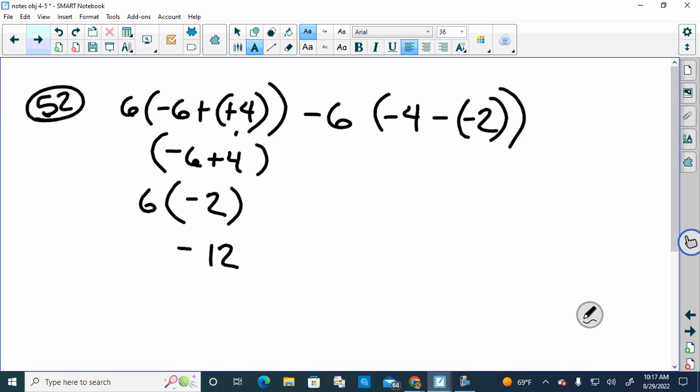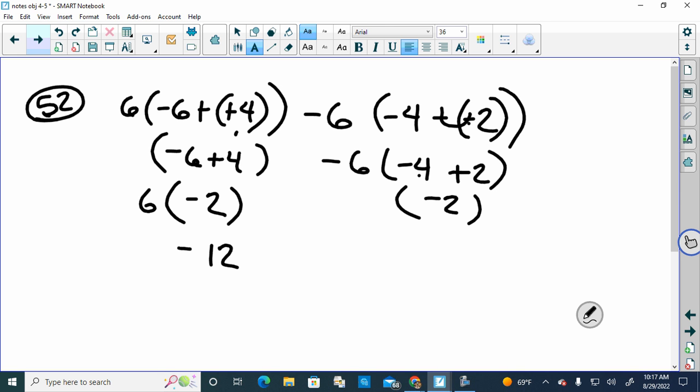Okay, now we're going to work with the right side, doing the same steps, just this side. Okay, so these double negatives are going to change to a positive. So now inside the parentheses, I have a negative 4 plus 2, with a negative 6 on the outside. So a negative 4 plus 2 is going to give me a negative 2, times a negative 6 gives me a positive 12. And then that final left to right is going to be what? 0. All that work for that.